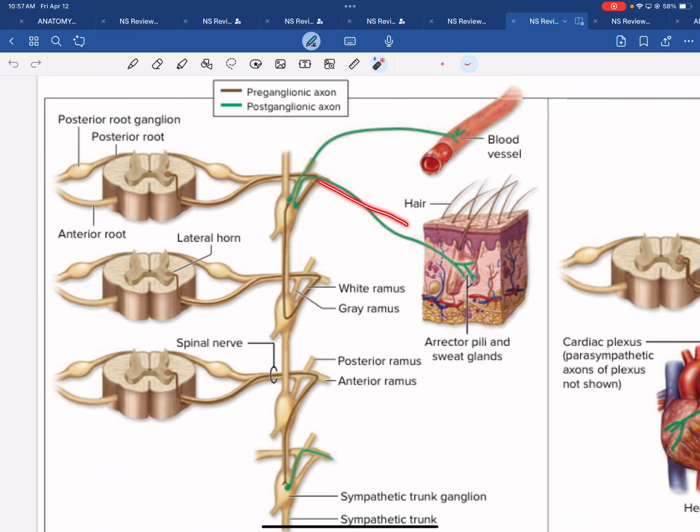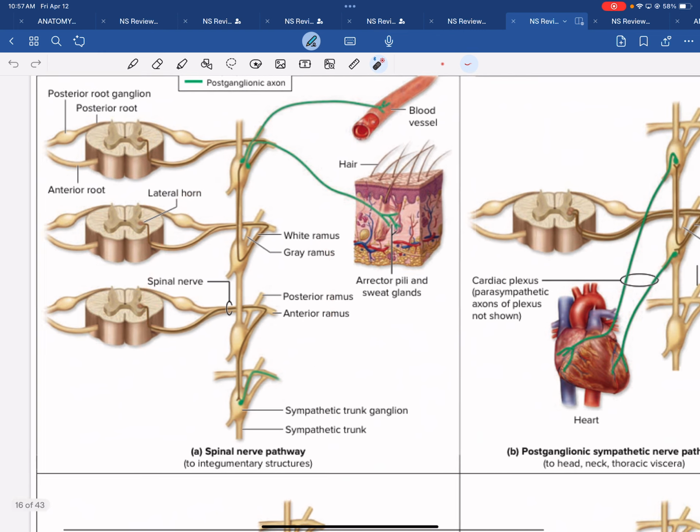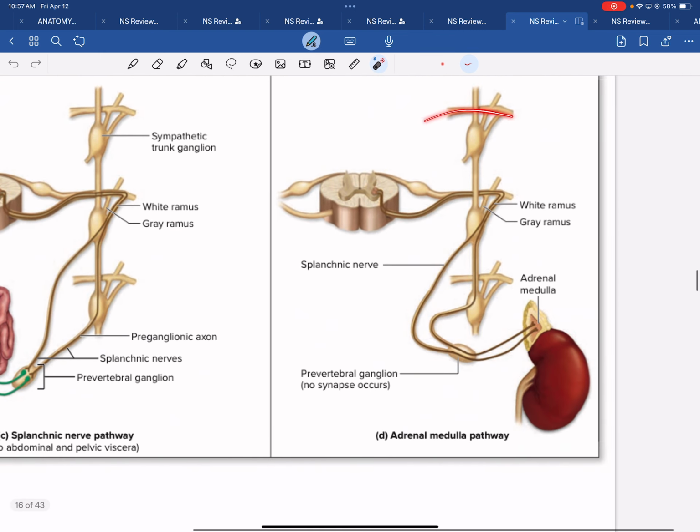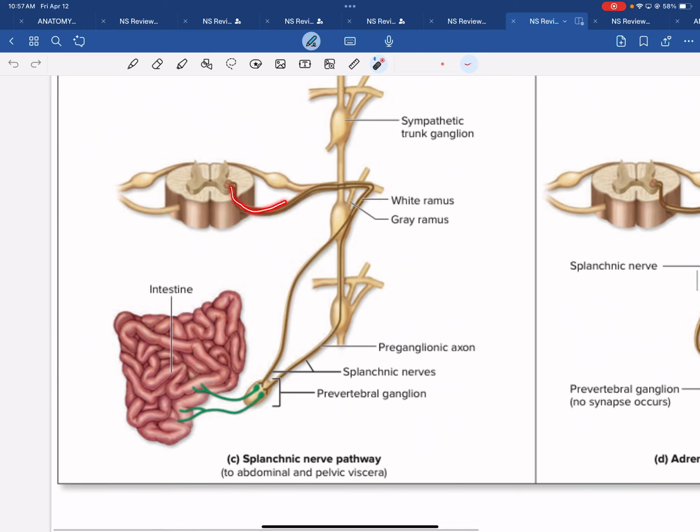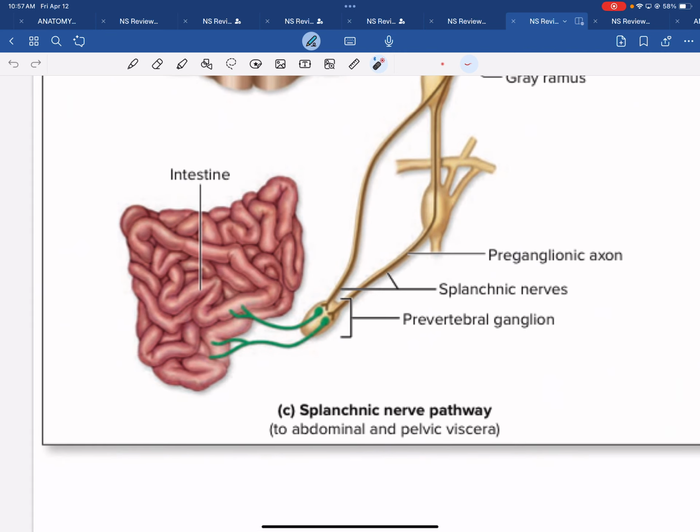Blood vessels or erector pili and sweat glands in the skin, right? So this is one pathway. The pathway I just showed you was the adrenal medulla pathway. There's also the splanchnic nerve pathway, where the preganglionic sympathetic motor neuron is still in the lateral horn. Its axon has to go through the white communicating ramus. It can leave directly through that one, or it can go down and then leave. But the point is that it has to go to a ganglion.